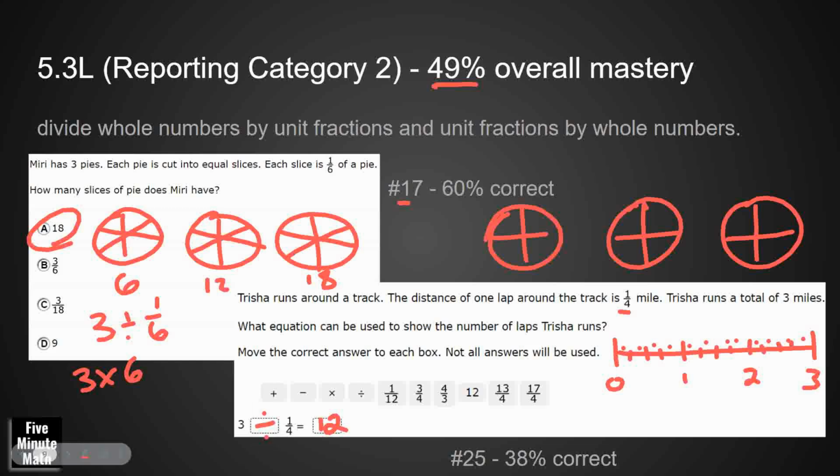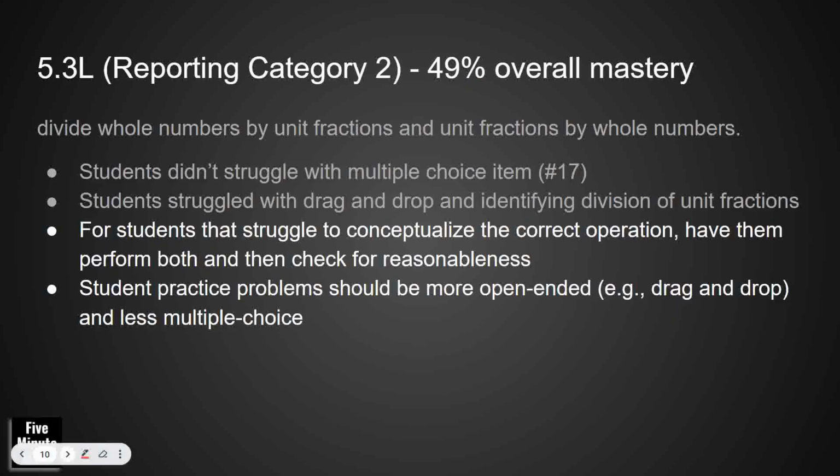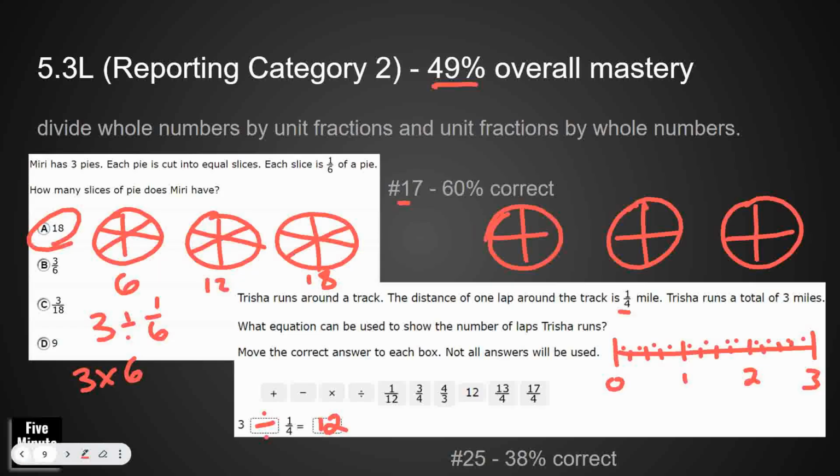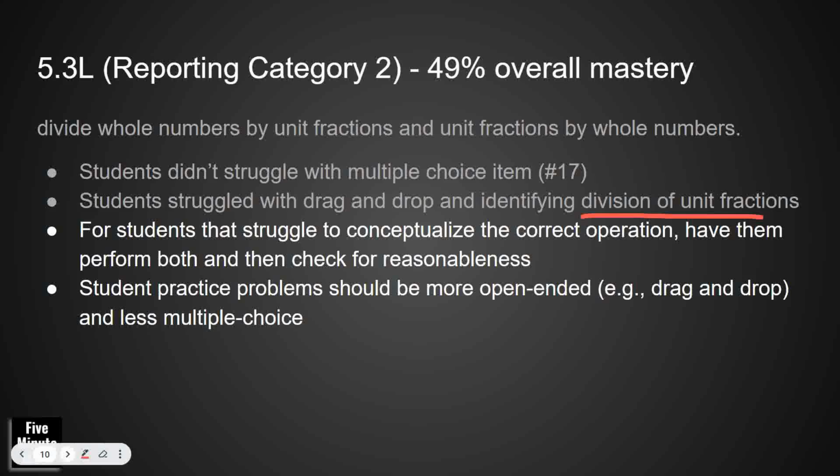Now, this is a 2-point problem, so you had to get both of those correct to get 2 points, and you got half credit if you only got one of those 2 correct. So that one obviously was a little bit trickier. They didn't necessarily struggle with the multiple choice item. They definitely struggled with the drag and drop, identifying the division of unit fractions. And you notice they gave them the 3 and the 1/4. All they had to bring down was what's the operation, and then what's the answer.